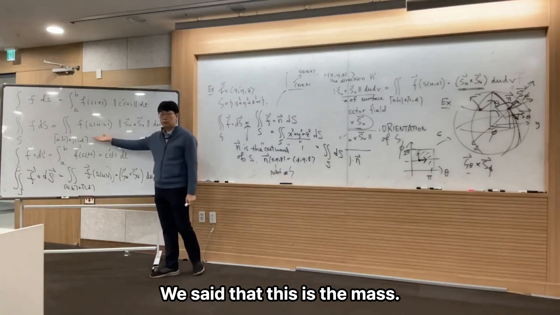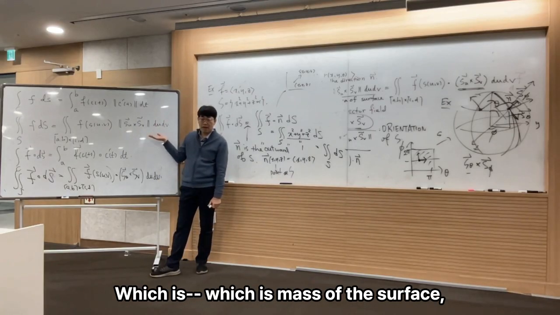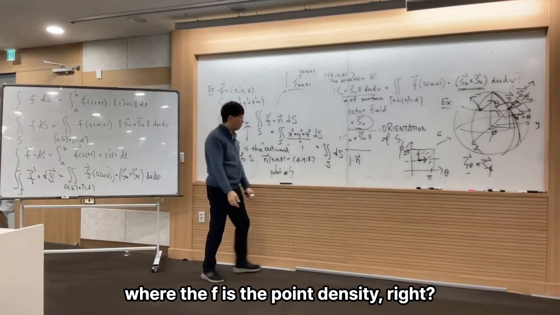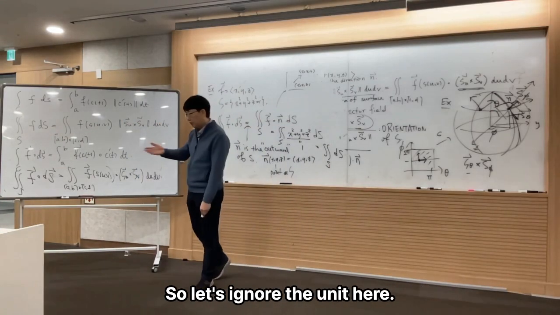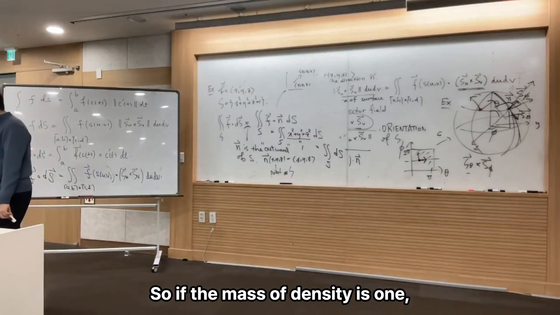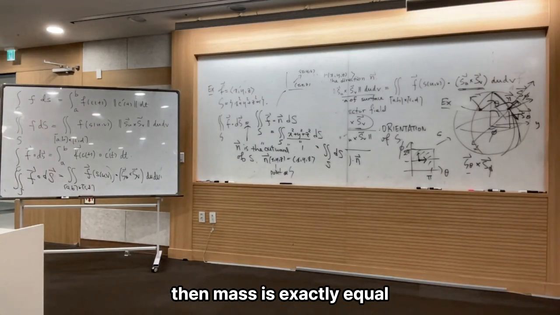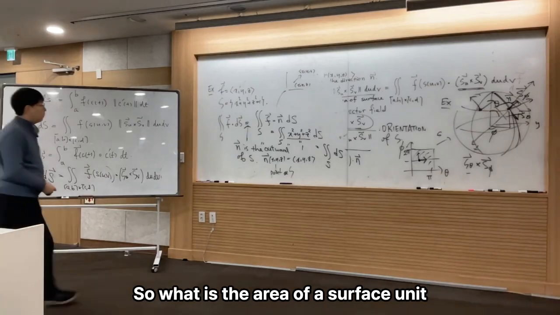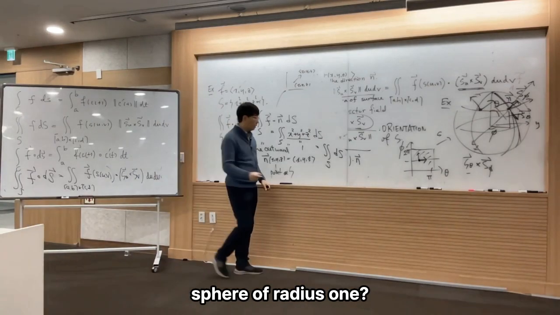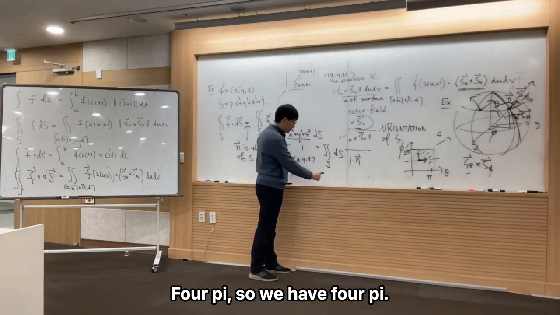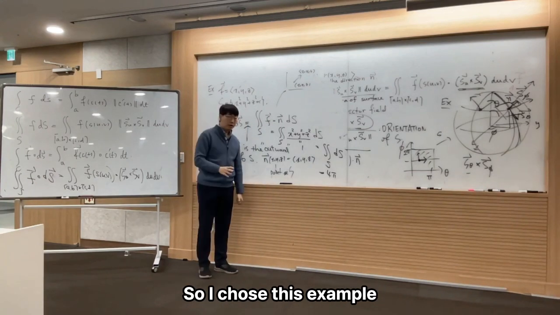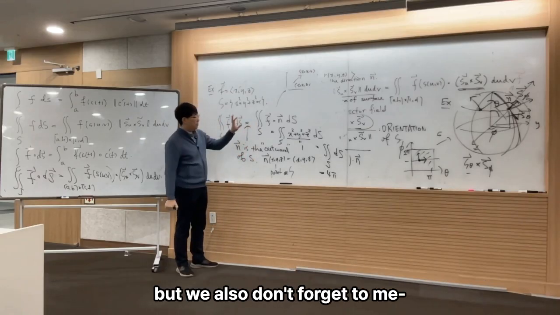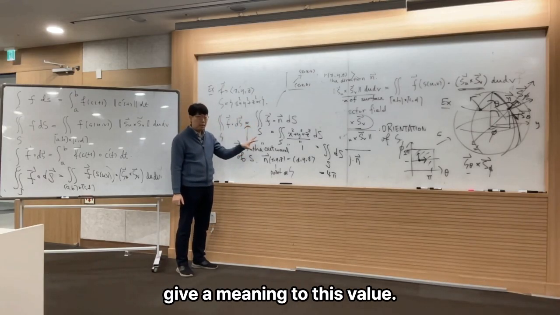We said that this is the mass of the surface, where f is the point density, right? Here our point density is 1. So let's ignore the unit here. If the density is 1, then the mass is exactly equal as a value to the area of the surface, right? So what is the area of the surface, the unit sphere of radius 1? 4 pi. So we have 4 pi, okay? I chose this example because it's easy to compute. We actually have nothing to compute here. But we also don't forget to give a meaning to this value.